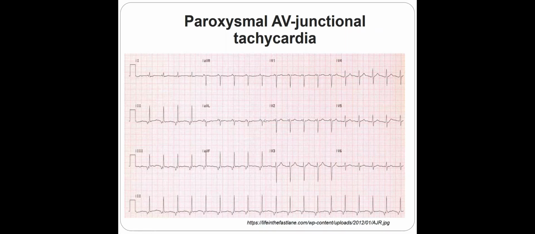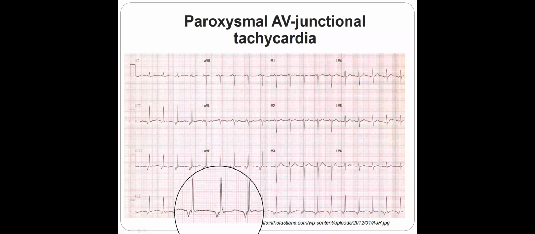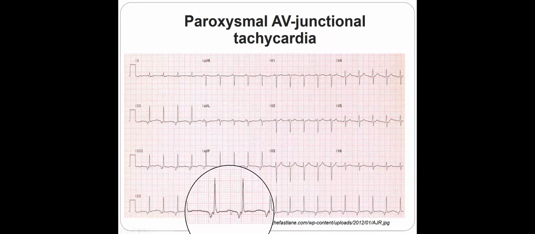See? Very fast, more than 300. This means tachycardia. Well, we don't see the beginning or the end, but that's a paroxysmal one. And here you can see, for example, that's a negative P wave, so that's a junctional rhythm. Okay?